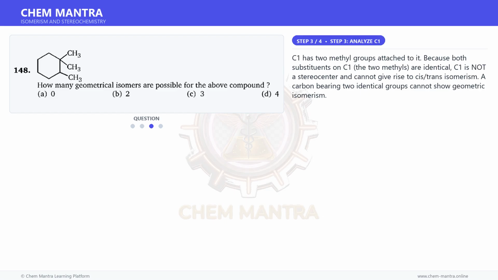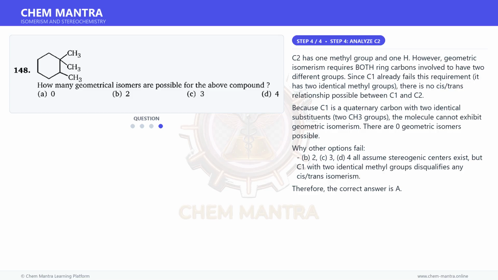Moving on to the next step. C1 has 2 methyl groups attached to it. Because both substituents on C1, the 2 methyls, are identical, C1 is not a stereocenter and cannot give rise to cis-trans isomerism. A carbon bearing 2 identical groups cannot show geometric isomerism.